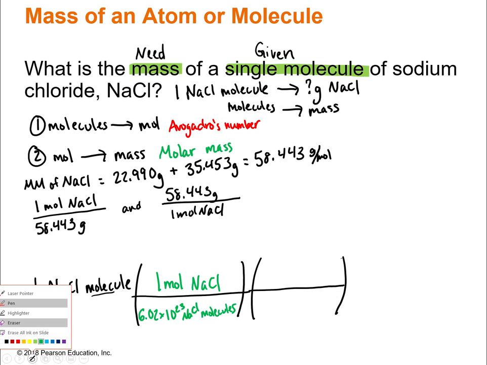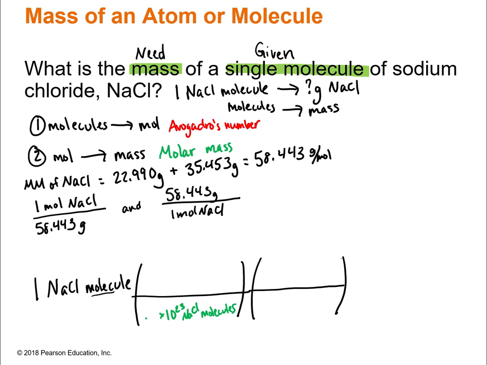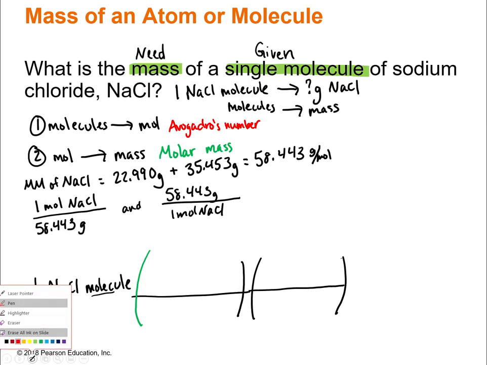I wrote it in green. I knew I was gonna mess up one time. Let me write that in red. I'm getting all my colors messed up. Let's try that again.